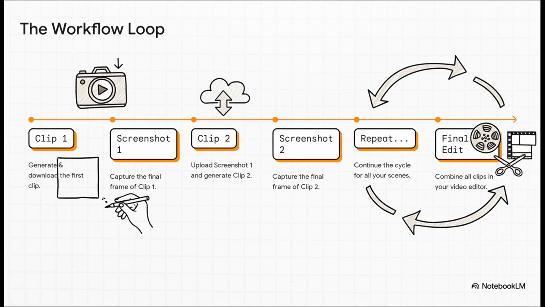Generate a clip, screenshot the end. Upload that screenshot, generate the next clip, screenshot its end. You just keep this cycle going. Generate, screenshot, upload for every scene in your story. Once you have them all, you take them to your editor.